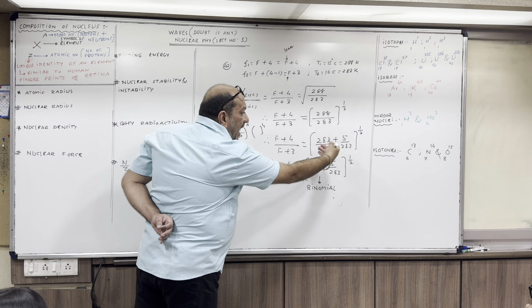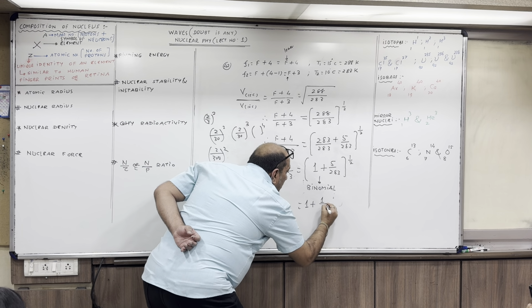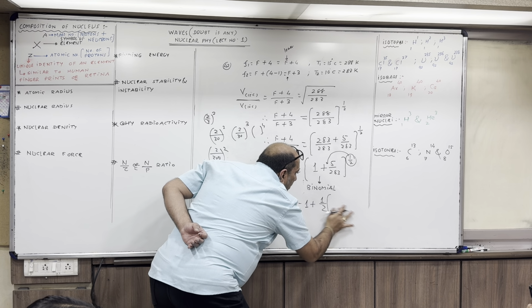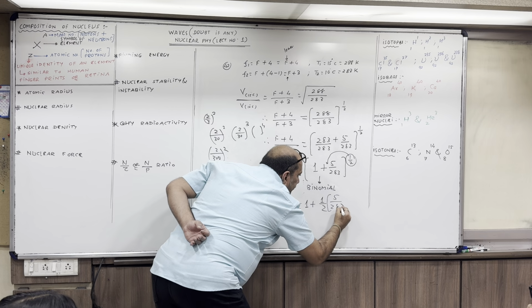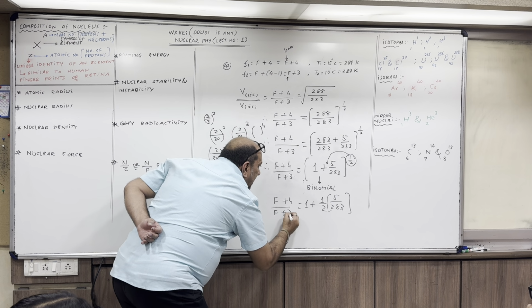So over here higher powers will be neglected. So this will be 1 plus power becomes coefficient times 5 upon 283. And this is F plus 4, F plus 3.